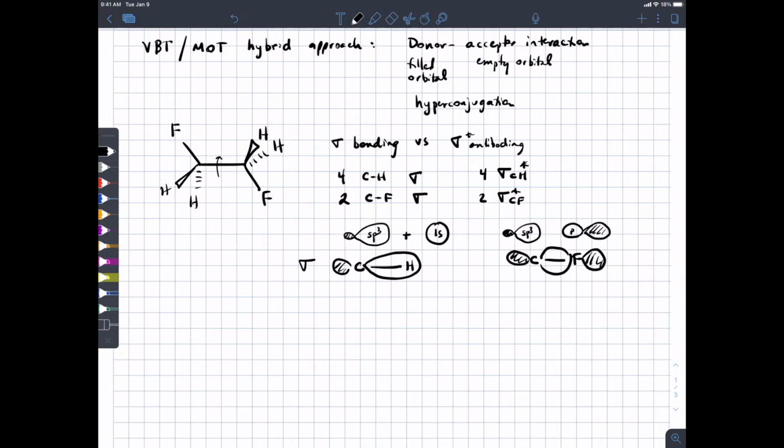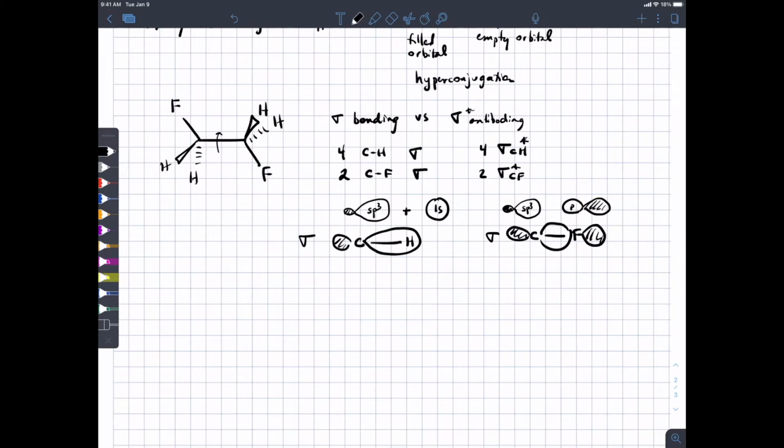Antibonding orbitals, so those would be sigma stars, would presumably look like this. For carbon and hydrogen, you would have a node in between the two nuclei, and then a smaller lobe here and a larger lobe there, and we'll just use shading. This is the minus combination. Similarly, the sigma star for the carbon-fluorine bond would look like this: large lobe in this direction, small lobe here, node there, small lobe there, large lobe in this direction.